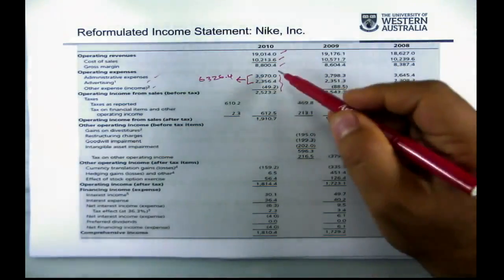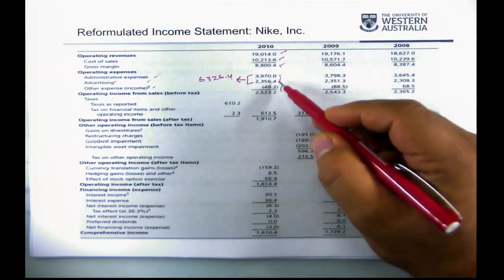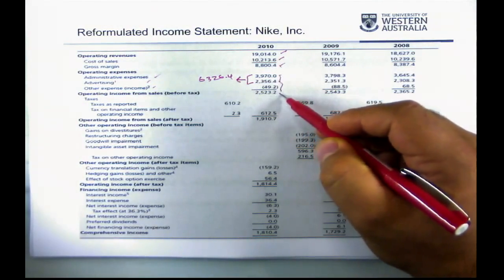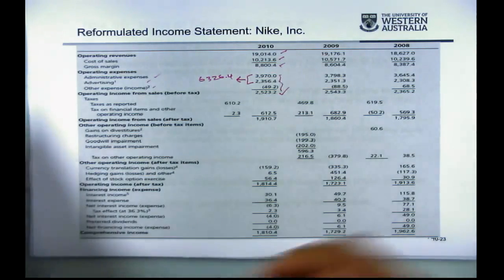And then the gross margin minus the other operating expenses. So this minus this minus this plus this gives you this. So this is the operating income from sales before tax. Before tax. Make sense? Okay, up to here is very clear, huh? Now let us see how to calculate the tax on operating income from sales before tax.